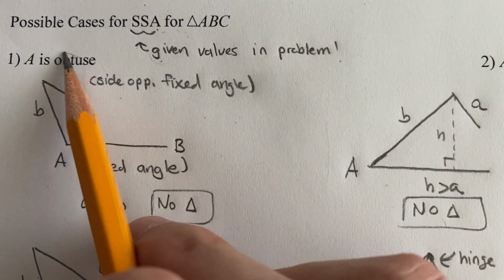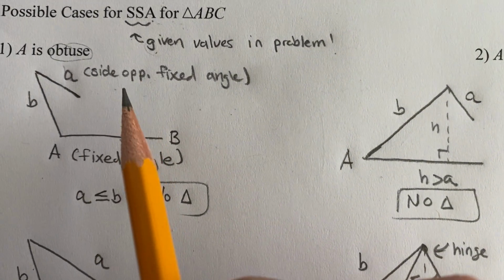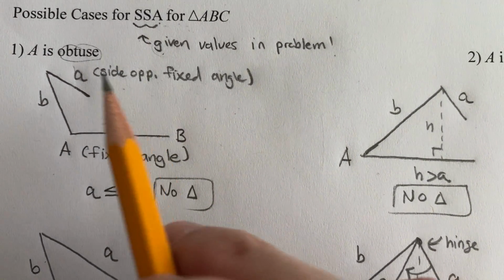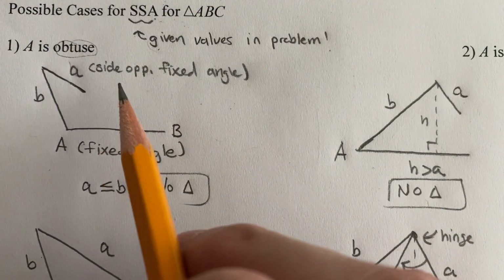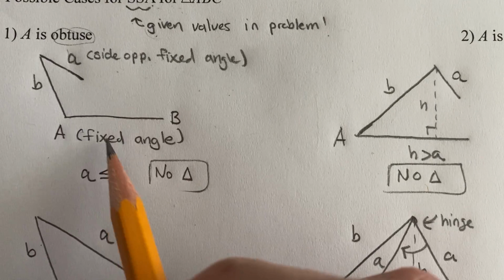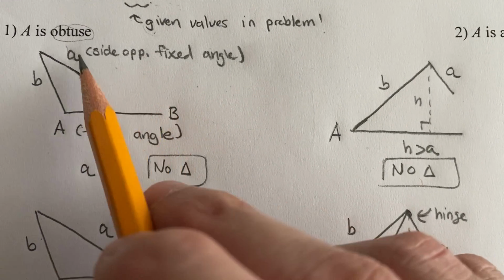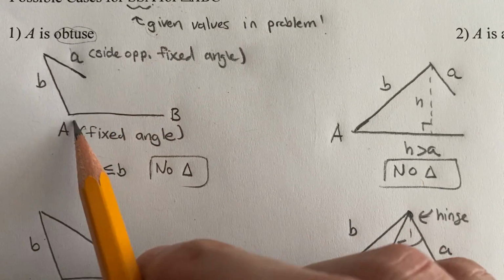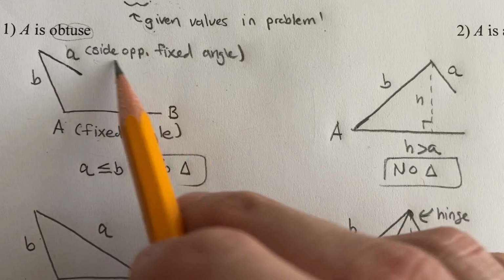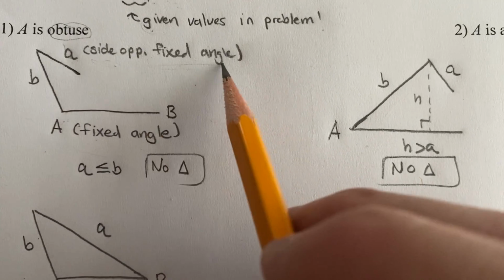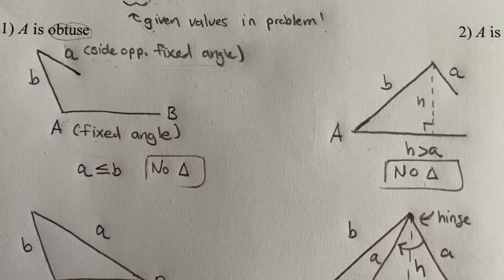If the angle is obtuse, and an obtuse angle is greater than 90 but less than 180, this is all in your textbook. I pretty much just copied it down. What I wanted to point out is that you want to compare the fixed angle that they give you. We'll call this the fixed angle, and little a is always the side opposite the fixed angle. Then of course B would be the side adjacent to the fixed angle.